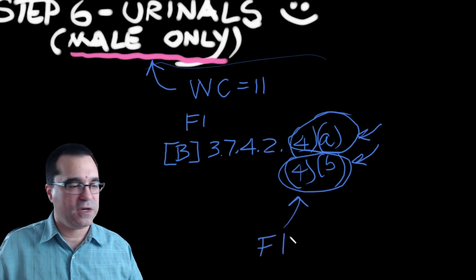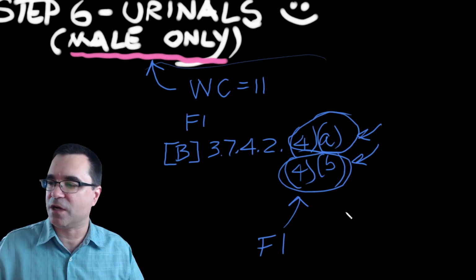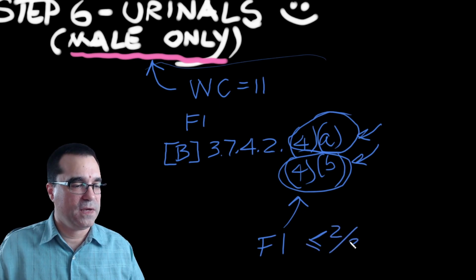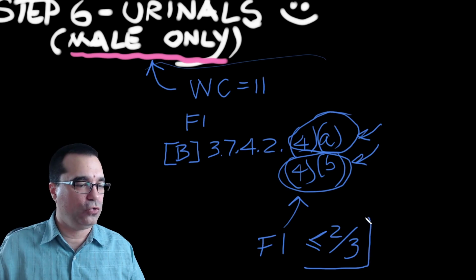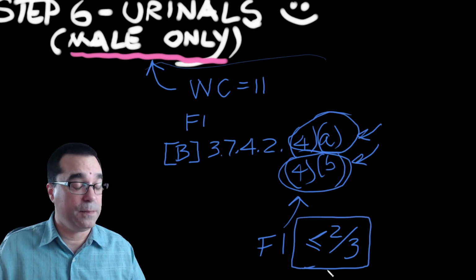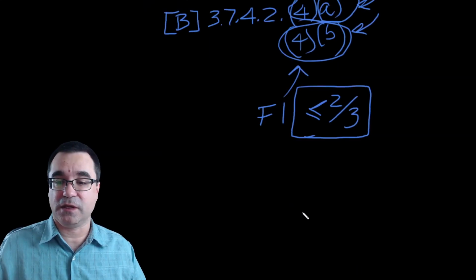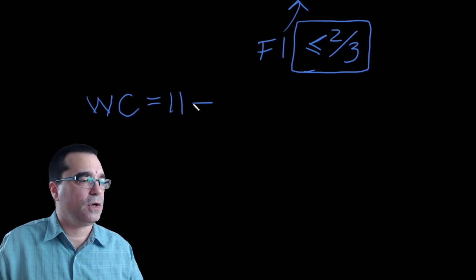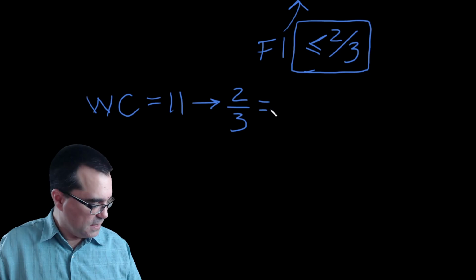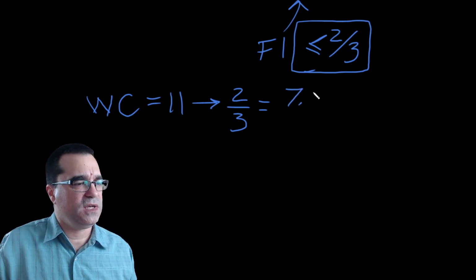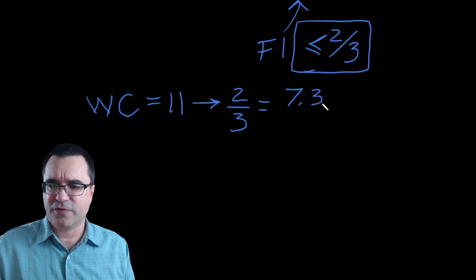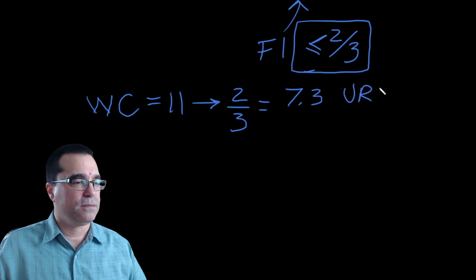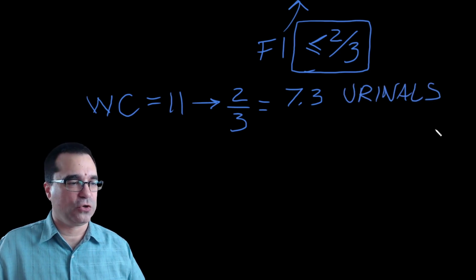Because our F1 occupancy is not a hospital or a long-term care home, we use the 2/3. So what this says is that up to 2/3 of the water closets we calculated can be turned into urinals. Let's do that calculation together. The number of water closets is 11, and we figure out how much 2/3 of that is. That number is 7.3, I think I get. Let me know if you get the same number as me. So 7.3 water closets can be turned into urinals.